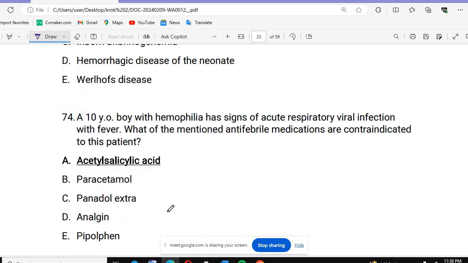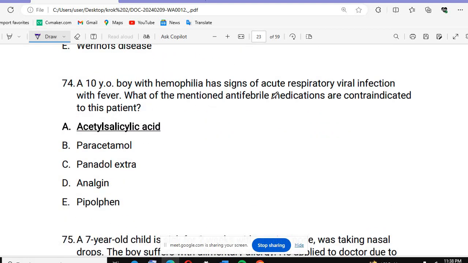Then the next question, 74. A 10-year-old boy with hemophilia has signs of acute respiratory viral infection with fever. Which of the mentioned antipyretic medications is contraindicated for this patient? See, there is a 10-year-old boy. The keyword is here, the 10-year-old boy. So which drug is contraindicated for children? The drug contraindicated for children is aspirin. So remember, aspirin is contraindicated.